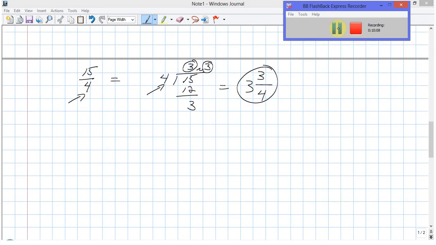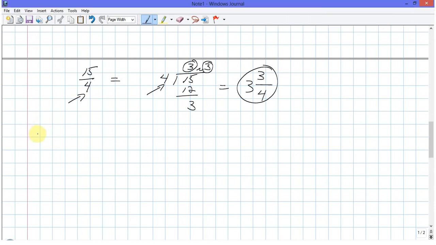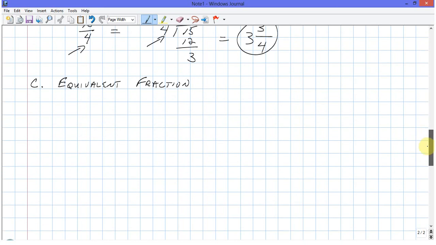The next thing we need to know before we actually get into adding, subtracting, multiplying, and dividing fractions is to understand the concept of equivalent fractions. So if I have a fractional number, say 3/4, I can change that into a different fraction, but that actually has the same value. And I do that by actually multiplying the numerator and denominator by the same number, or by dividing the numerator and the denominator by the same number.